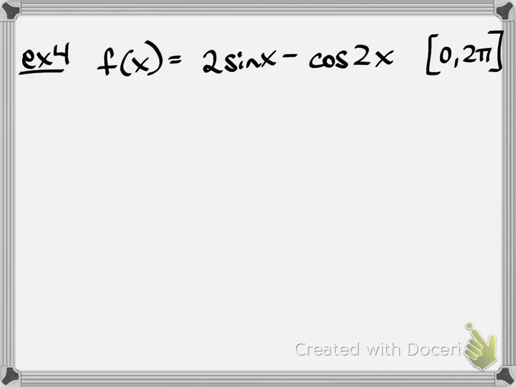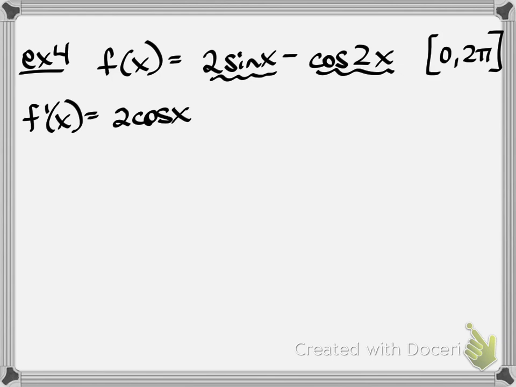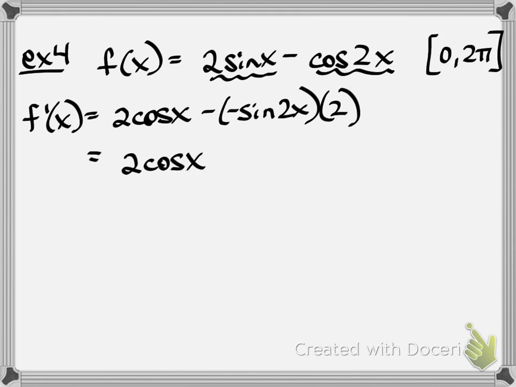So the good news is this trig function is going to work the exact same way to find the relative extrema. We're going to do our derivative. This one's a nice one. This one's chain rule. So the first one is 2 cosine x. And now we're going to do chain rule. So the derivative of cosine is negative sine of the angle times the derivative of the angle. So when we clean that up, we're going to get plus 2 sine 2x.